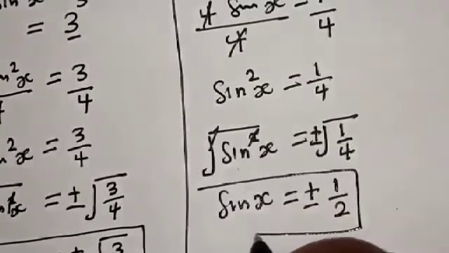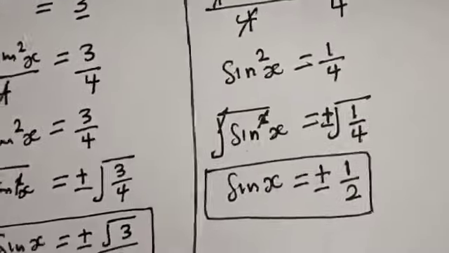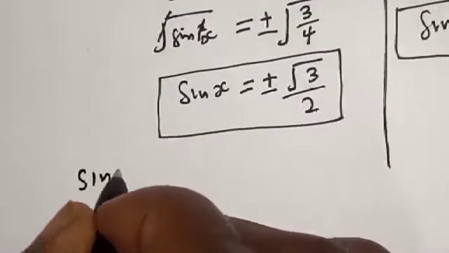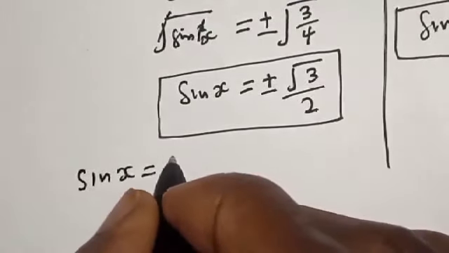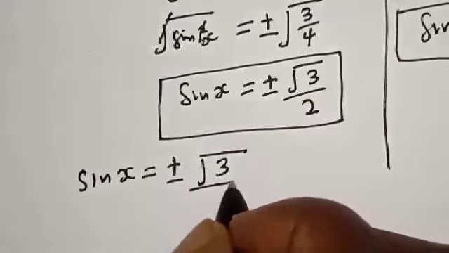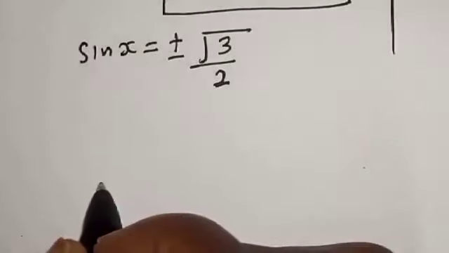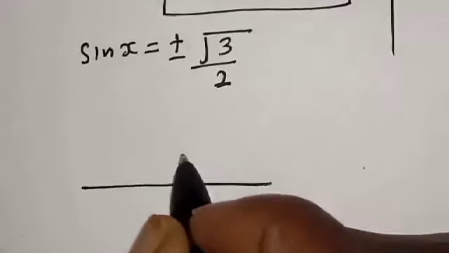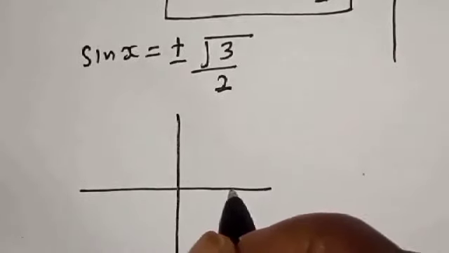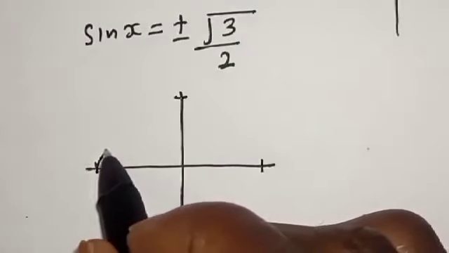Now we've gotten the value of sine x in the first case and second case. Now we want to solve for x. So let's draw our plane. For sine x is equal to plus or minus square root of 3 over 2, we have the x and y quadrant. This is x and y axis. Now let's draw our circle.